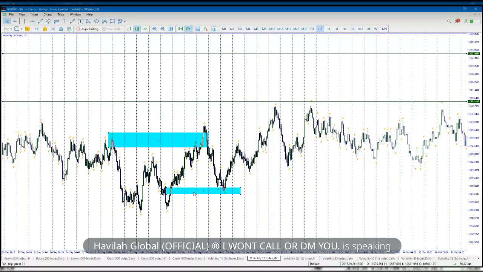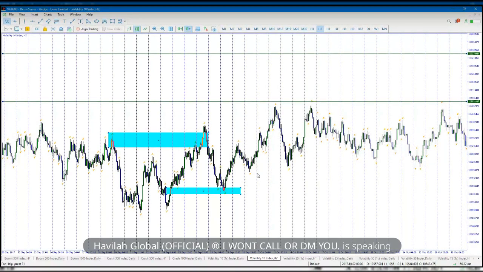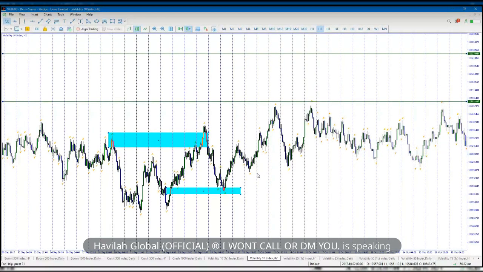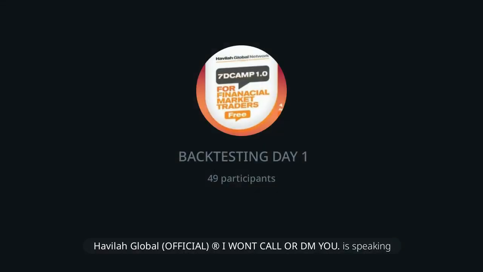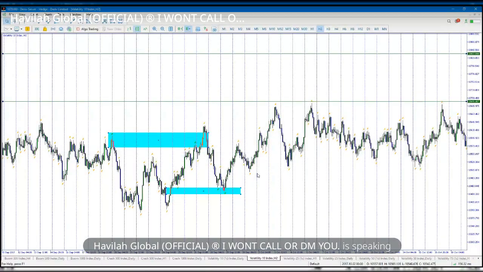Looking at my observations now with V10, I can see that most of the time it doesn't fill up all the imbalance. Most of the imbalances that we've been seeing are not a total fill-up. It's either the open or half. This is like the fourth or fifth imbalance that turned price around, but price still didn't fill up the full imbalance.